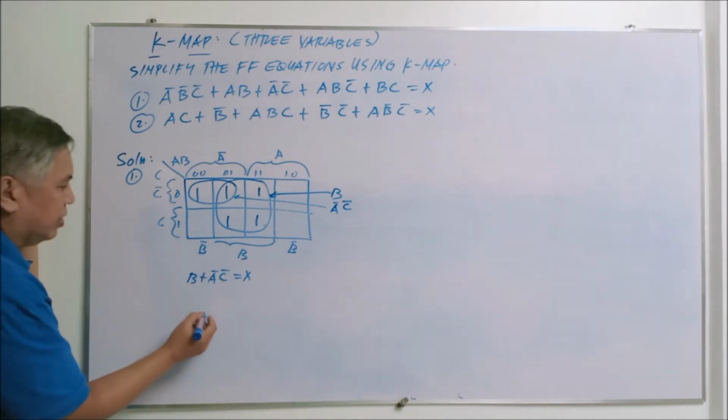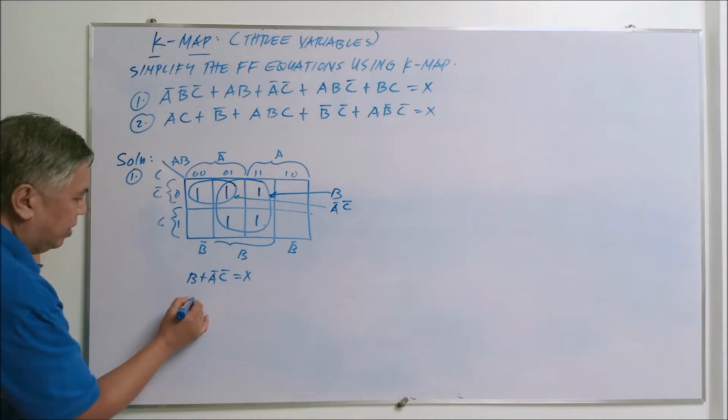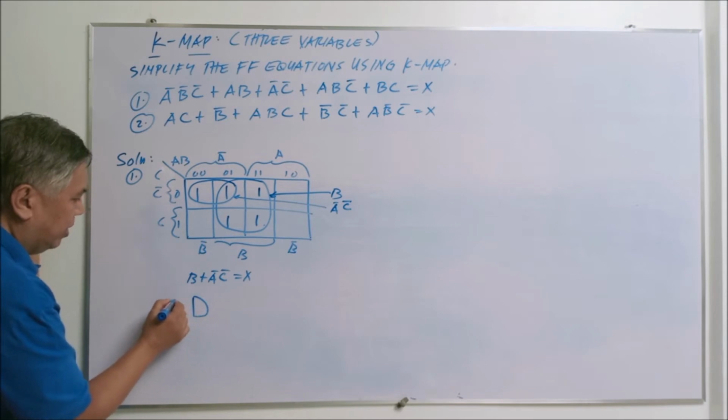Okay, so what will be our logical circuit? So we have here A bar C. So you have an AND gate inverted.